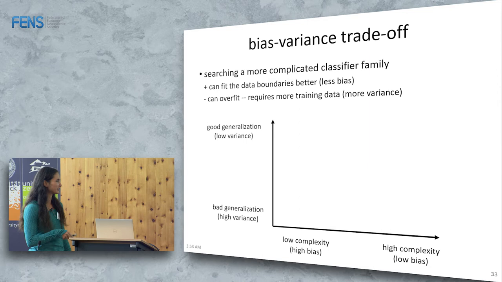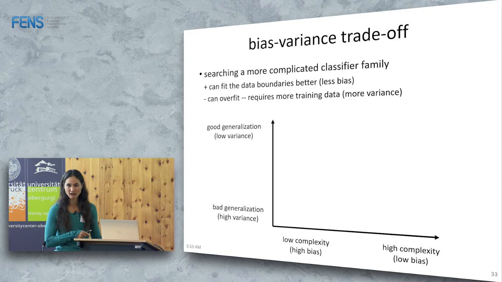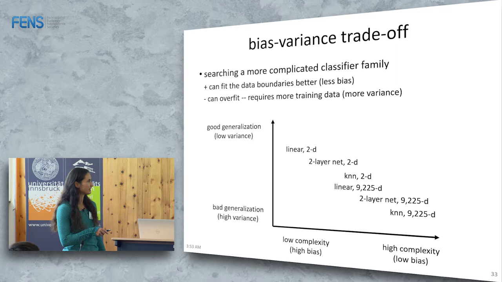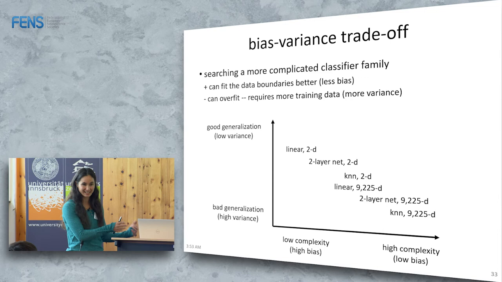So the bias-variance trade-off is between how much bias there is and how much variance there is, how well it will generalize. We talked about a bunch of different types of classifiers, like the linear 2D classifier. That has pretty high bias because our training error won't be very good; we're not going to fit our boundaries very well. But it will generalize pretty well. No matter which set of training data I give it, it will give me basically the same results. So that's low variance, high bias.